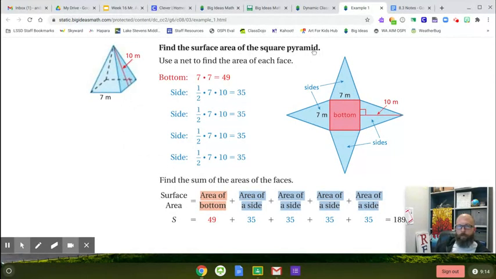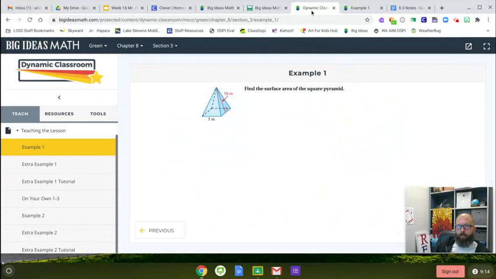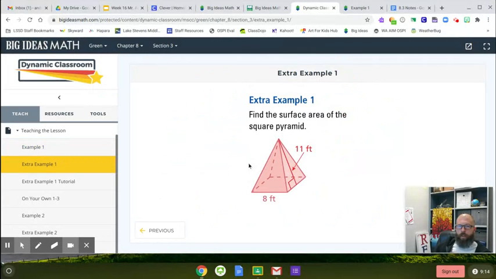All right, let's take a look here at the next one. So this says find the surface area of the square pyramid. Again, you know it's a square, so all the sides on the bottom of the base are 8 and the height is 11. Okay? Remember, this right angle tells us that this is the height. This line right here, this edge, is not the height.